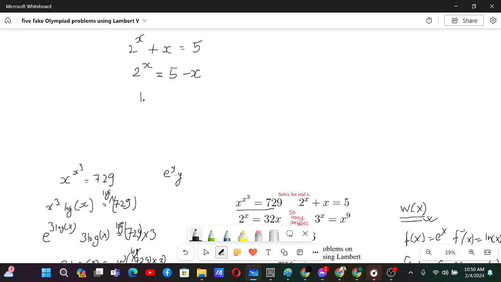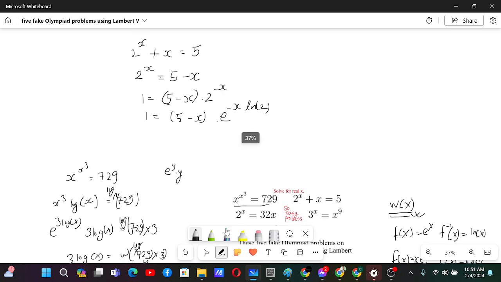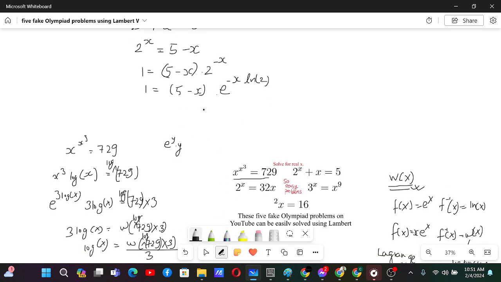Now make it in this form, like 1 as 5 minus x, and then 2 to the power minus x. Now try to make both of these the same, but first we need to change 2 to the power minus x as e to the power minus x ln 2. We can change this as e to the power minus x times ln 2. Now what's the next thing that we can do? We can basically try to make the terms over here and here the same.